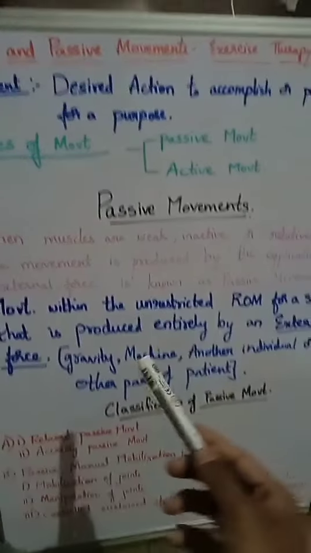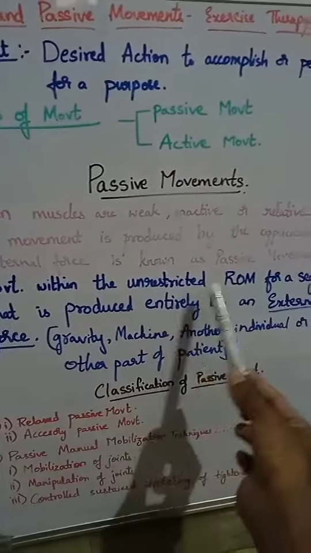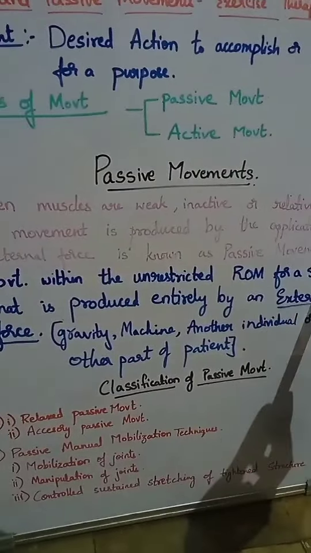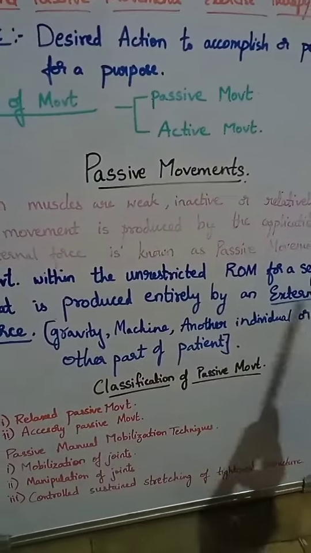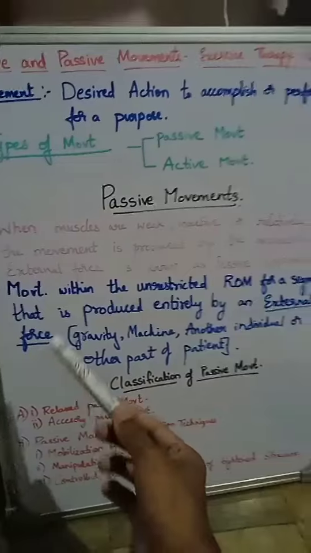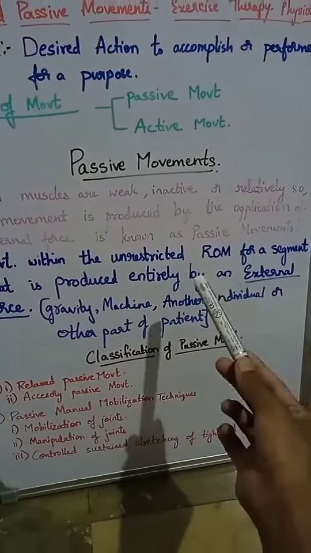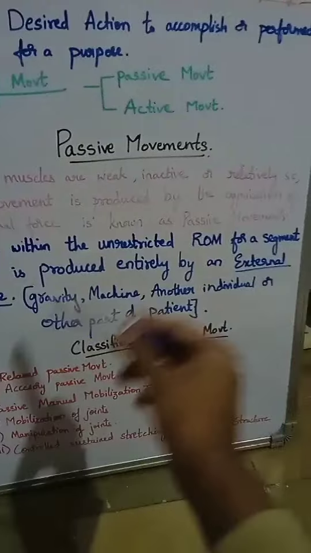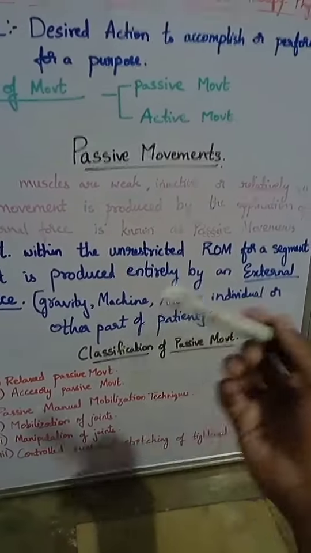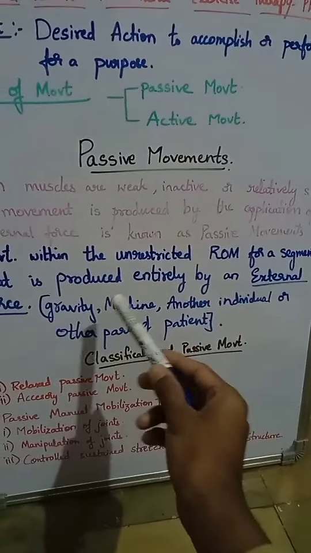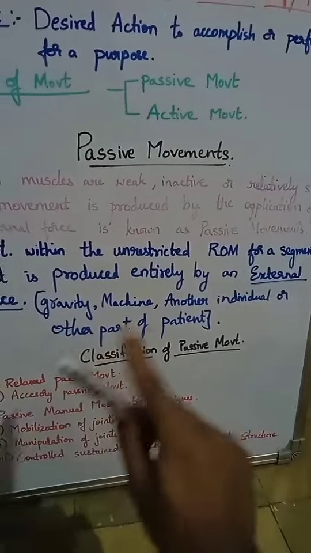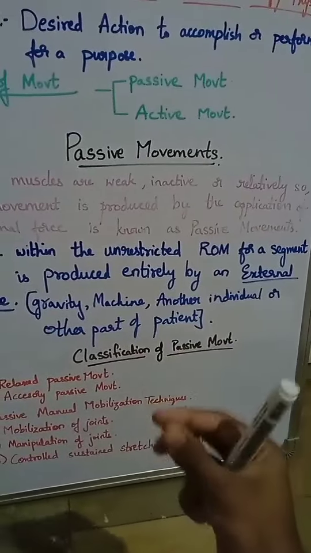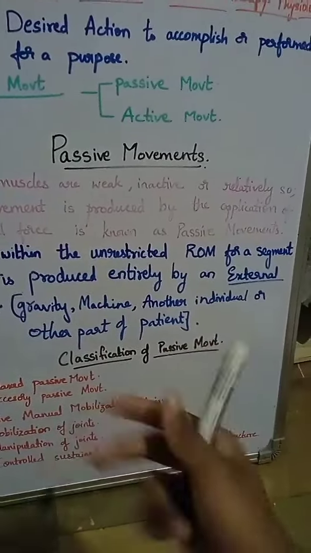Another definition for this is movements within the unrestricted range of motion for a segment that is performed entirely by the external force. So there is no restriction of the motion for a segment. It might be the elbow, shoulder, etc. This is produced entirely by the external force. There is no patient's own muscular effort. So everything is done externally.